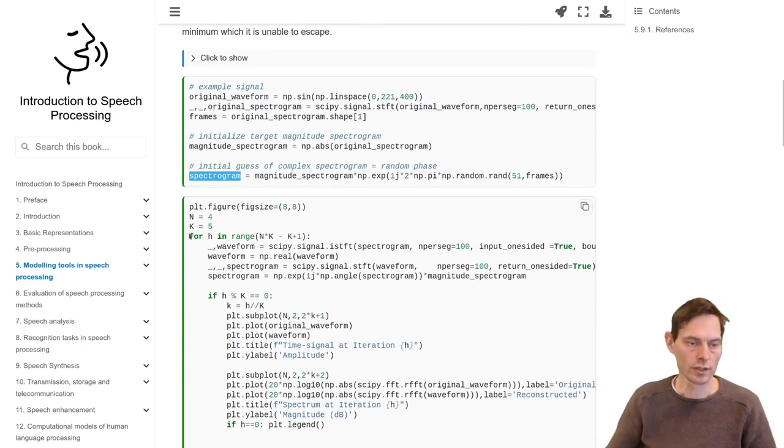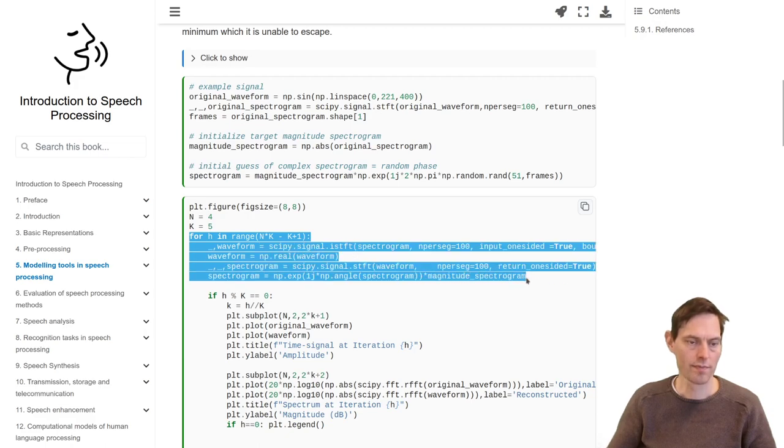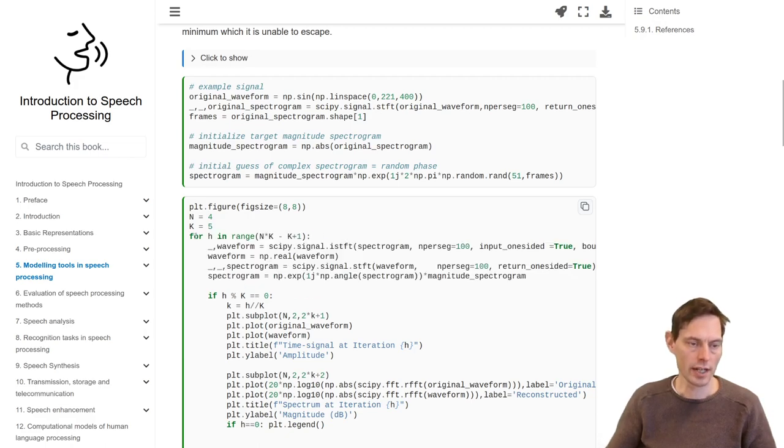So then the actual, main algorithm is this part here. It's an iteration, a for loop. Approximately 30 rounds is usually quite sufficient. First we have an inverse STFT, and then a forward STFT, and those two alternate. In between, this real value here is just because the SciPy inverse STFT leaks some complex valued or imaginary valued components as well, so I just remove them.